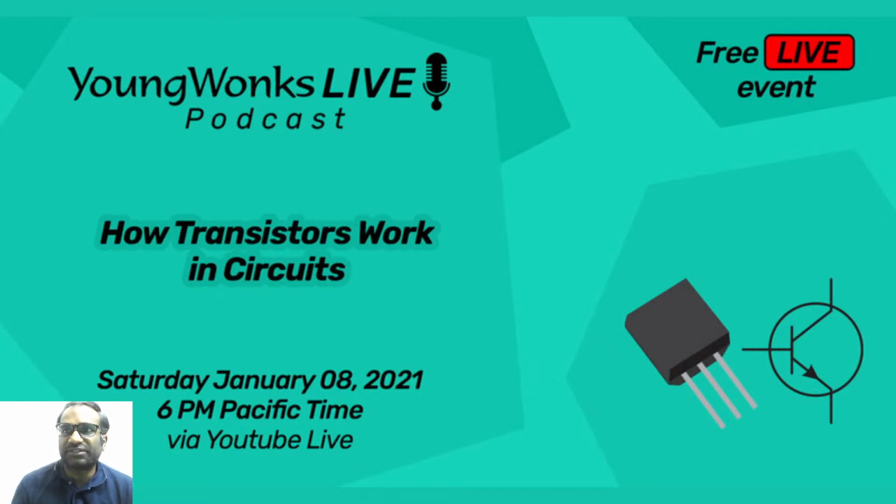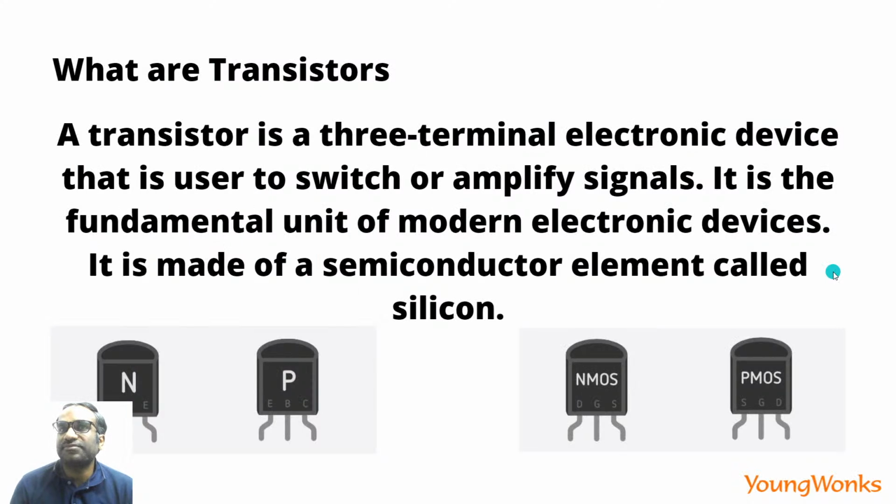Now, transistors. So transistors as such are three terminal devices, and as you can see, each of them has three legs, and they can be used for many purposes, but primarily they're used for switching and amplifying, and there are many other uses as well. But these are the devices that have really revolutionized electronics the way we know it today.